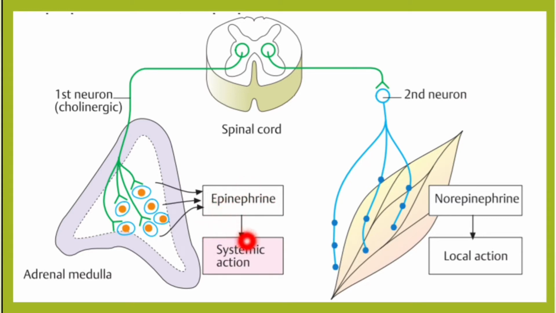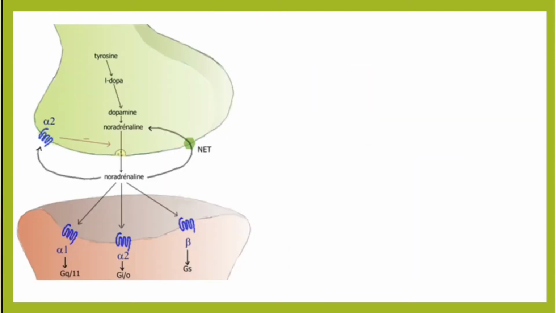So epinephrine is a hormone with systemic action. It's released directly into blood. If you look here, the first order again is cholinergic, but the second neuron here is adrenergic, and it has local action, and what it releases is norepinephrine, or noradrenaline. Next, we need to review the synthesis of norepinephrine.